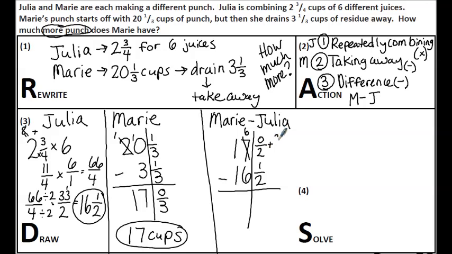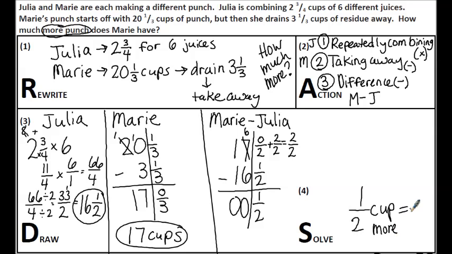And I'm going to add that 1 whole. So 2 halves is the same thing as 1 whole cup. So if I had 0 halves and then I add 2 halves, I have 2 halves. So 2 halves minus 1 half would give me 1 half. Now 6 take away 6 is 0, and 1 take away 1 is 0. So I see in the end that Marie has 1 half of a cup more than Julia. And I cannot write that as a mixed number or whole number.